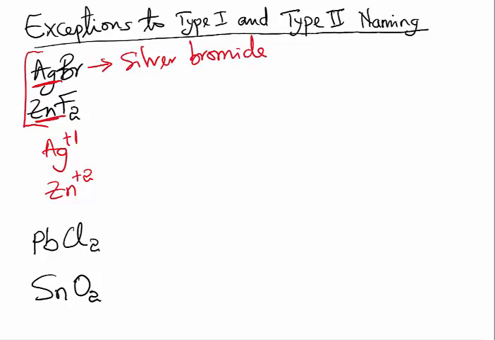The charge will not be included, just like we do for type 1 compounds. We don't place their charges in a parenthesis. Also, we will simply name this compound as zinc fluoride. Again, we will not place the charge in a parenthesis because zinc is always +2. Let us take a look at the two compounds at the bottom here.